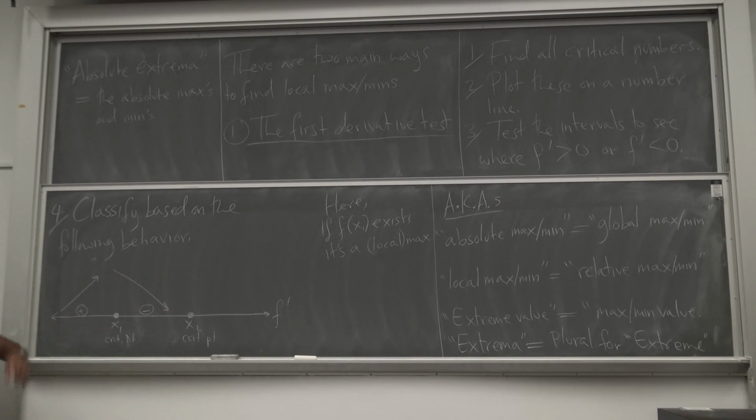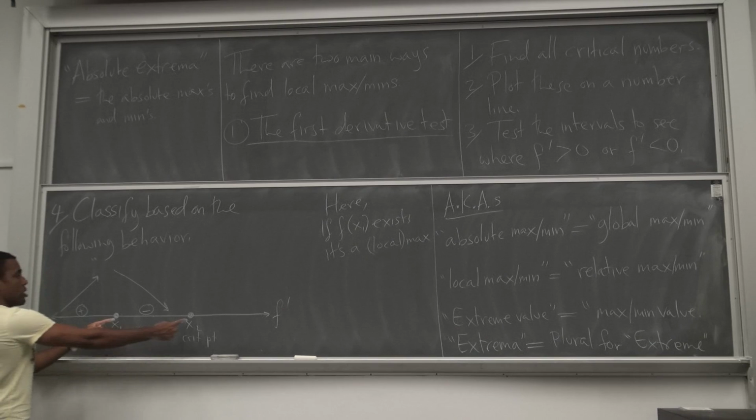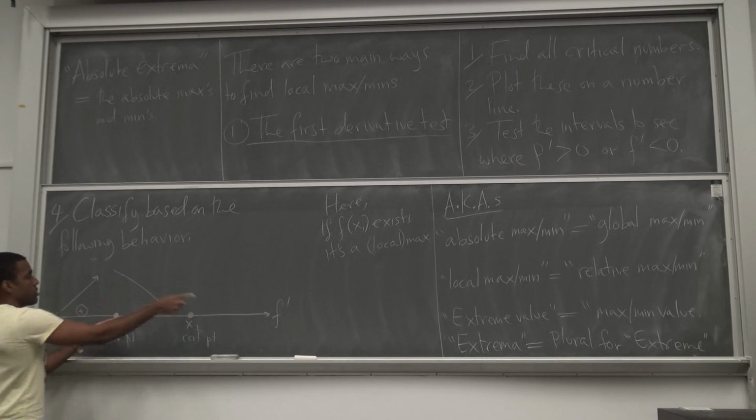For absolute max, you use the closed interval method, which I did before. You wouldn't do this. It depends on what you want to find. If you're looking for a local, this is how you do it. So you find all the numbers where the derivative is 0 or undefined, put them on a number line, test each interval in between them.